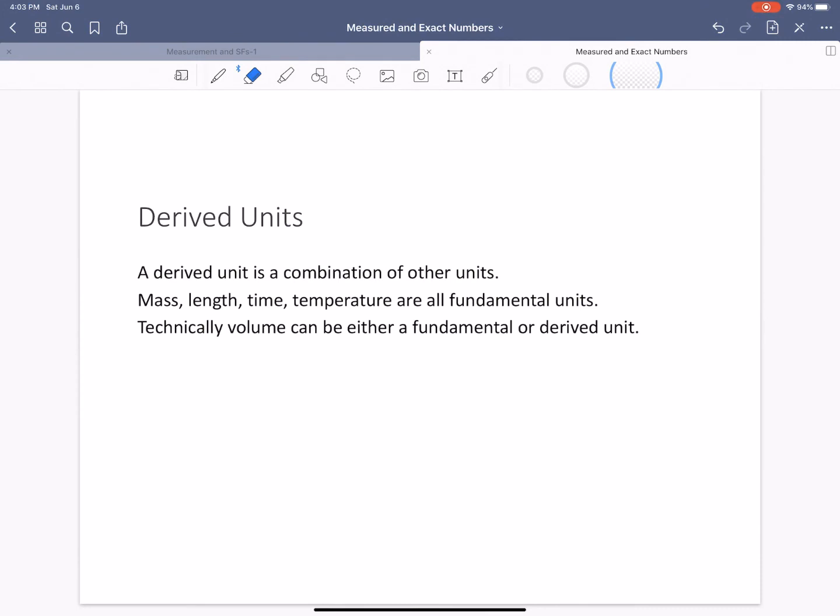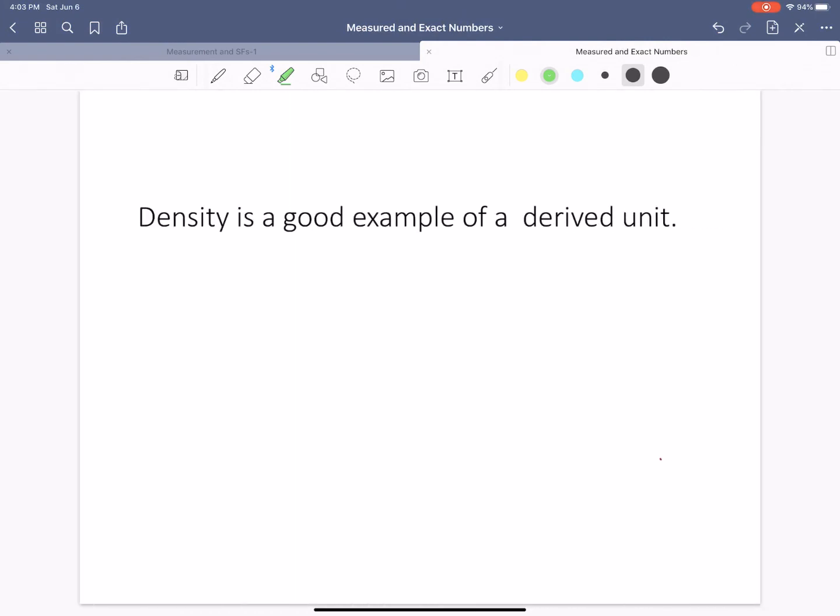Derived units are a combination of other units. Mass, length, time, temperature, and sometimes volume, if measured in a graduated cylinder, are all examples of fundamental units. These are things that can be measured in one go. But sometimes you have to take several fundamental units and join them together to make a derived unit. Density is a good example of a derived unit.